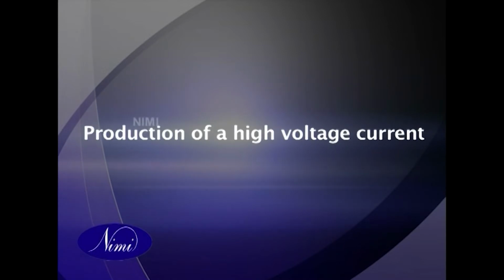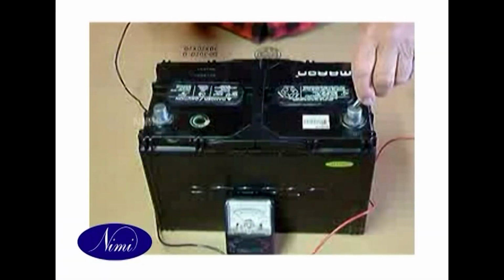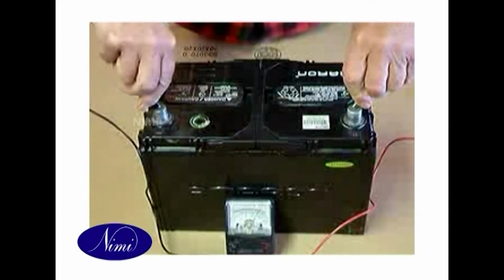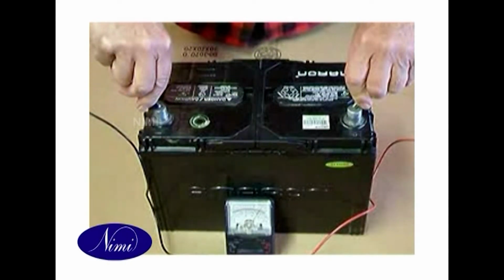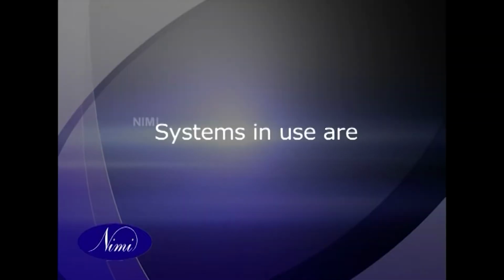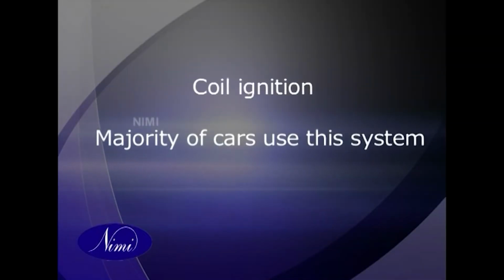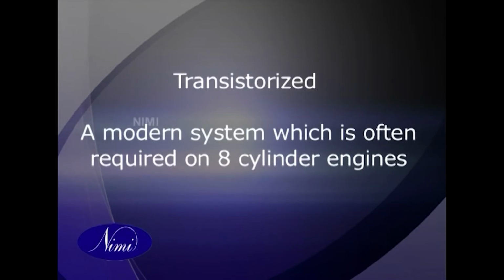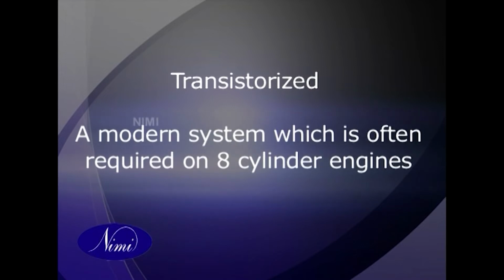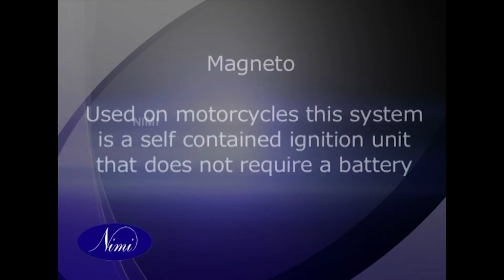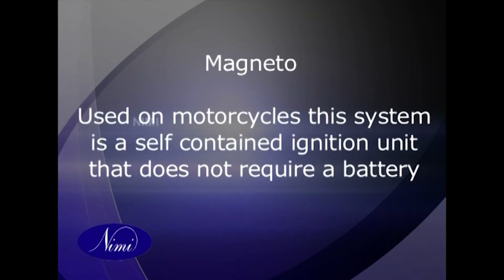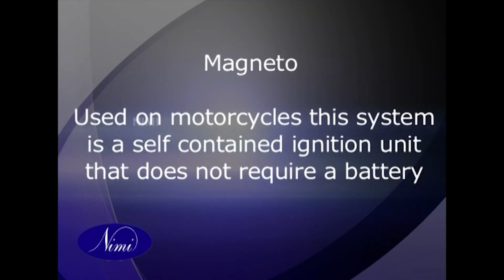Production of a high voltage current. The 12 volts supplied by a battery is far below that required by a sparking plug. Hence, a special system must be fitted which generates the required amount of electricity. Systems in use are coil ignition, used by the majority of cars. Transistorized, a modern system which is often required on 8-cylinder engines. Magneto, used on motorcycles. This system is a self-contained ignition unit that does not require a battery.